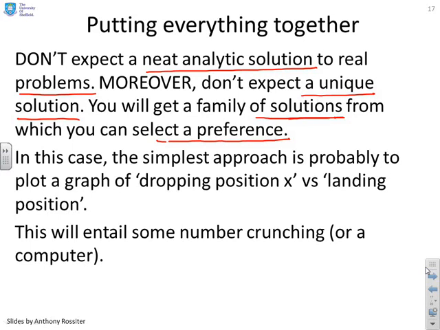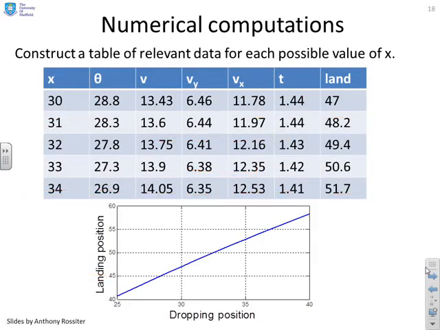In this particular case, the simplest approach is probably to plot a graph of dropping position versus landing position, so where they're let go by the flying fox and where they land on the ground or the water. Now, because this is quite numerical, I'm going to suggest you use a computer rather than doing it on pen and paper. So that's what I've done here.